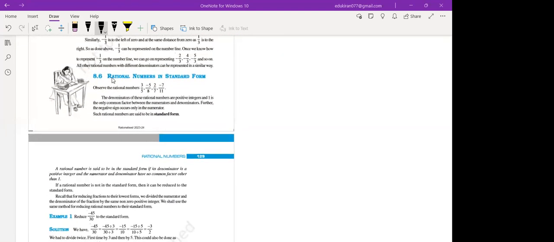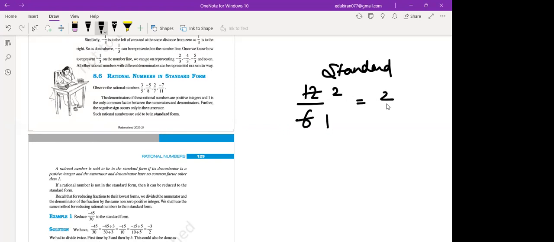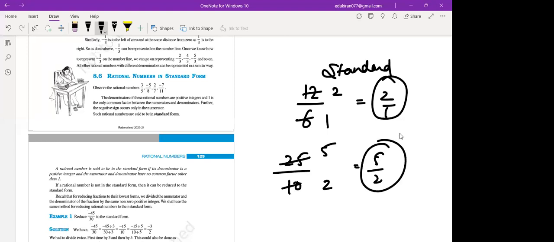Standard form means, for example, 12 by 6. If I ask you to do it in the standard form, that means you have to keep dividing until it is not further divisible. For example, 6 ones are 6, 6 twos are 12. So 2 upon 1 is the standard form. For example, I gave you 25 by 10. 5 fives are 25 and 5 twos are 10. So 5 upon 2 is the standard form because I cannot further divide them. Fine.